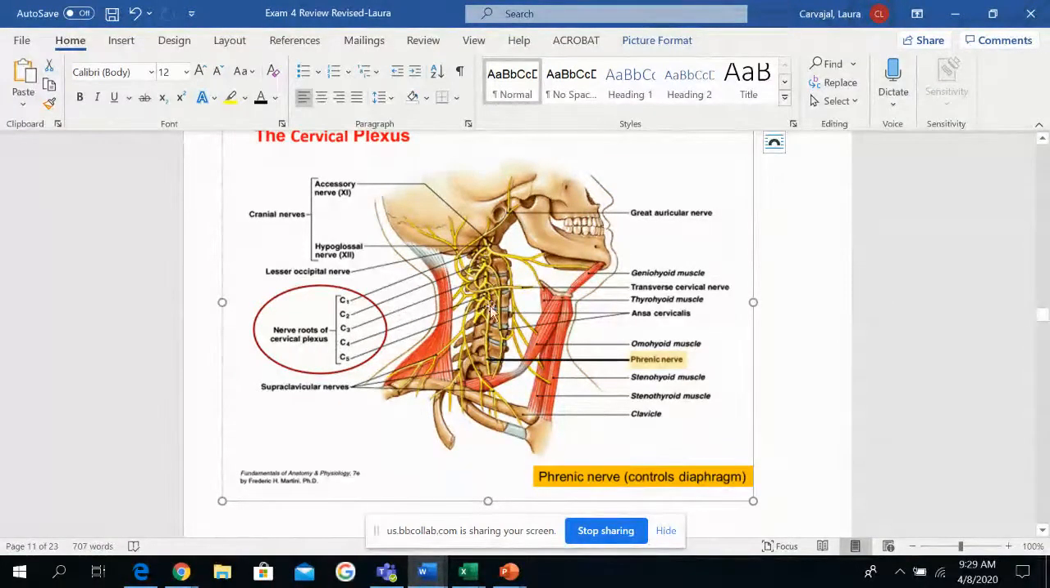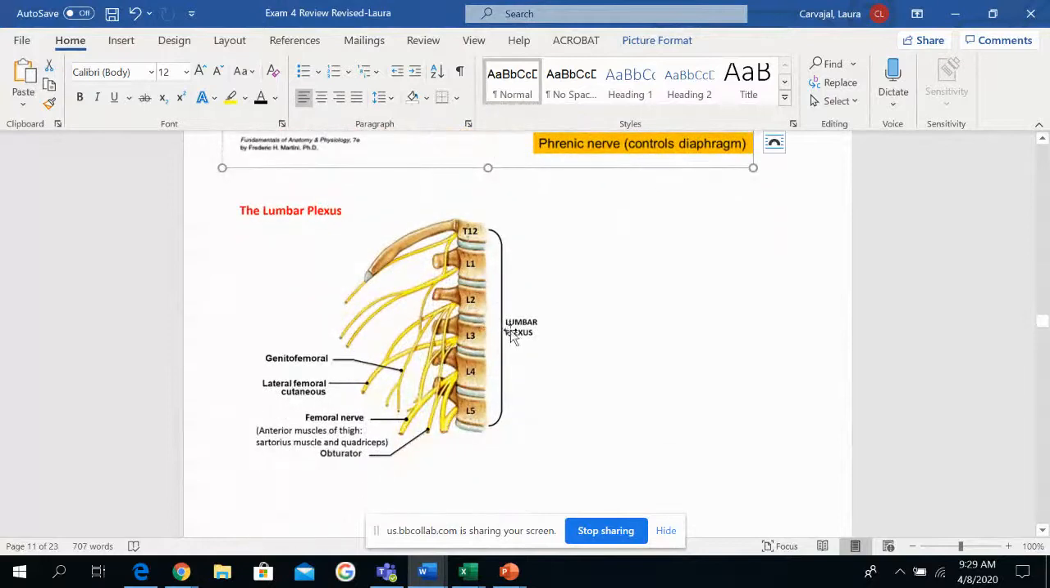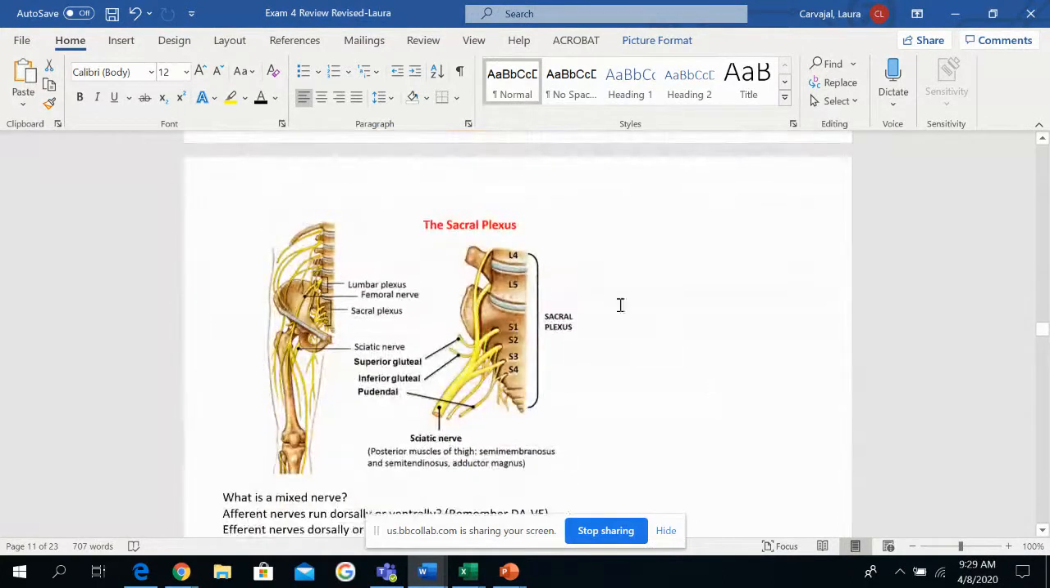and that's right here, along with all the other nerves that we have in our face and neck. The lumbar plexus you have from T12 to L5. The sacral plexus you have from L4 to S4, or your coccyx, I guess. And a really big one that you see here is the sciatic nerve.